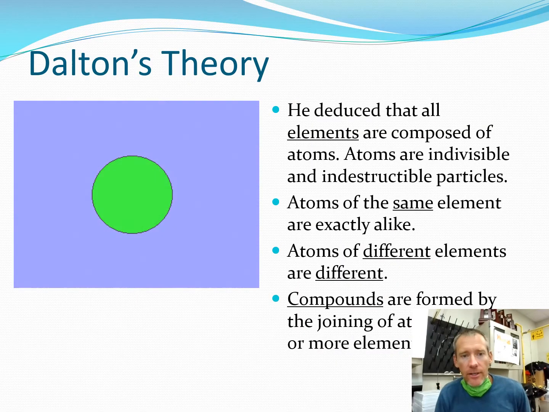So this is Dalton's theory. He basically developed a structure of a sphere, saying that an atom is indivisible and indestructible. And we know that is false because atoms are made up of smaller particles: neutrons, protons, electrons. Atoms of the same element are exactly alike, which is true. Hydrogen is the same as hydrogen. Atoms of different elements are different, which is also true. And compounds are formed by the joining of atoms of two or more elements, which we know is true as well, which makes sense.